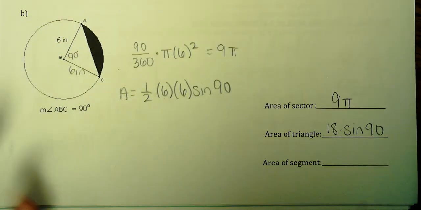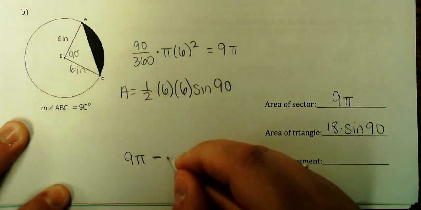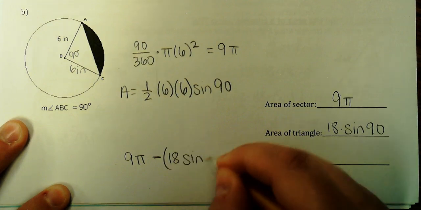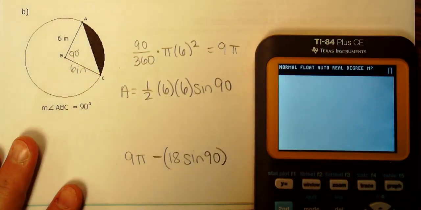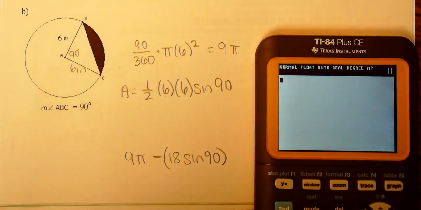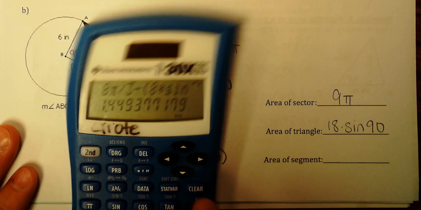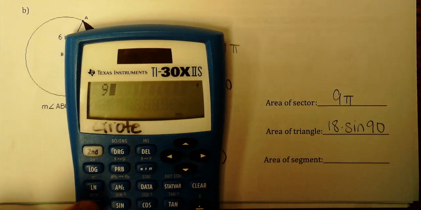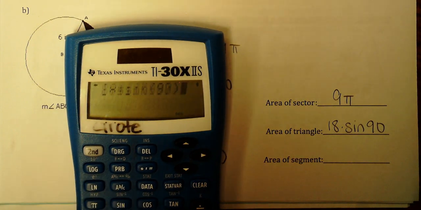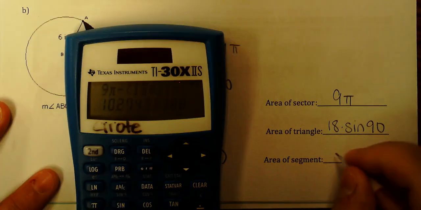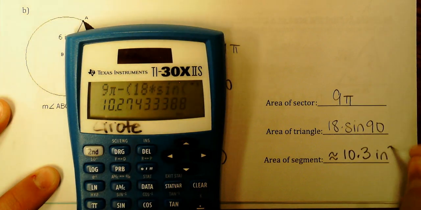Okay, so area of the segment then, I'm going to do 9 pi minus, this is the sector, so I'm going to subtract the triangle. I would put this in parentheses. And the leftover has to be that little segment that's shaded in there. Sorry about the beep from the phone. Okay, so again, let me grab this so you guys can see it on this calculator. I'm doing 9 pi, and then minus, just put this in parentheses, 18 times sine of 90. And so my area of the segment here to the nearest tenth, I'm going to say about 10.3, and this guy was inches squared.